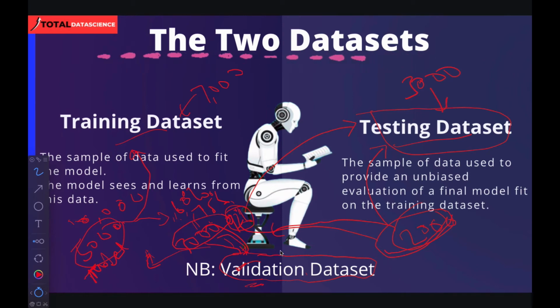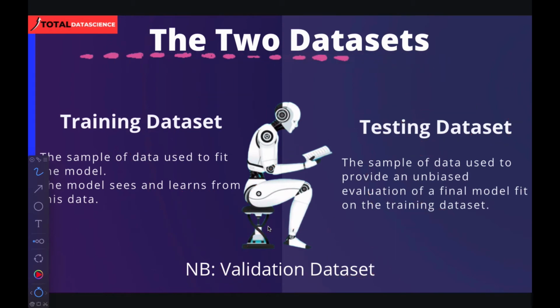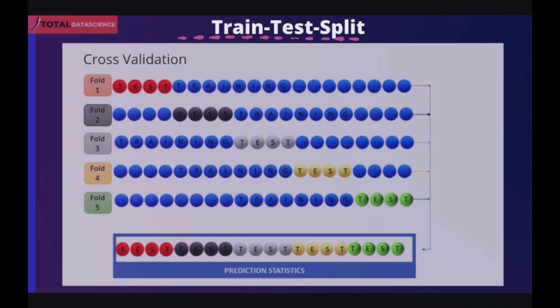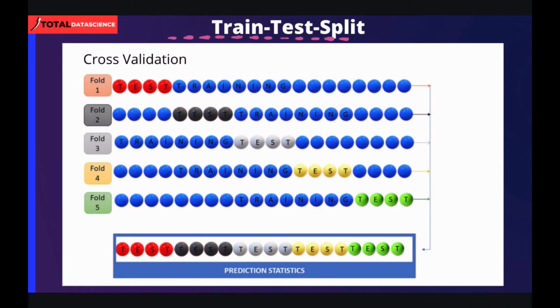So I can divide it into three: one for training, one for validation, one for testing. Or I can just divide it into two: one for training and one for validation. These are some of the things that will come in handy as we progress, so that's why I want to introduce you to it right from the beginning.